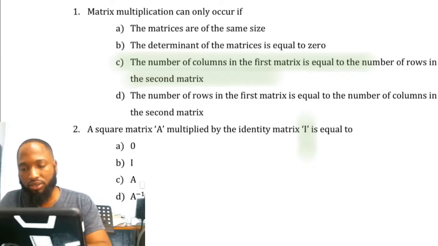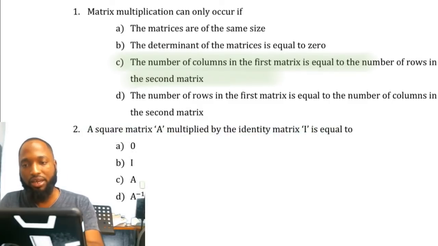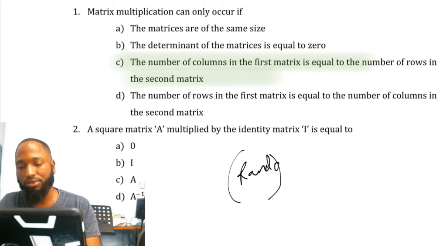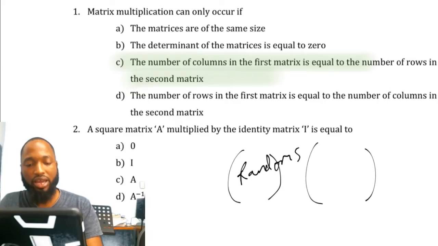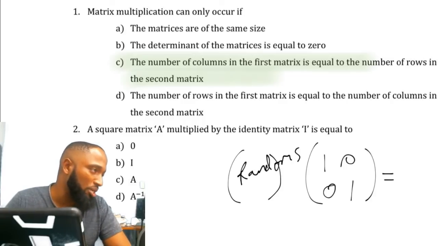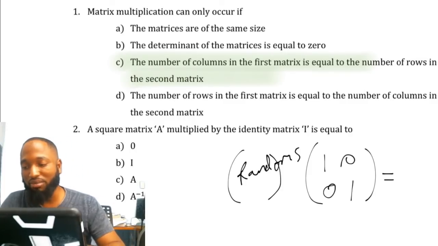2B. A square matrix. Ren is saying B. You multiply a matrix by the identity matrix. Let me say some randoms. If you multiply by the identity matrix, what are you going to get back? You're not going to get B, Ren. You're going to get back the matrix itself.